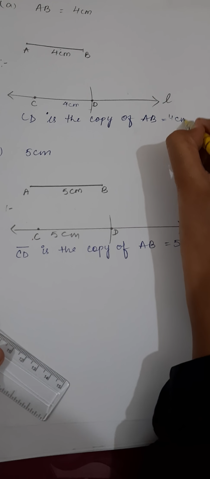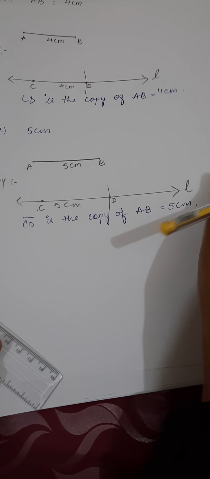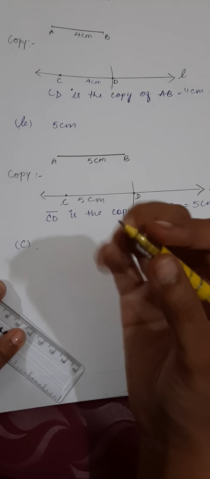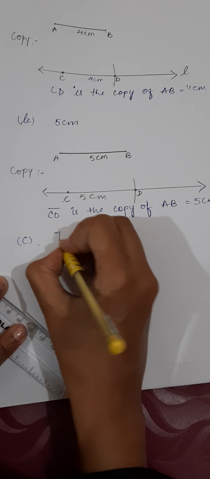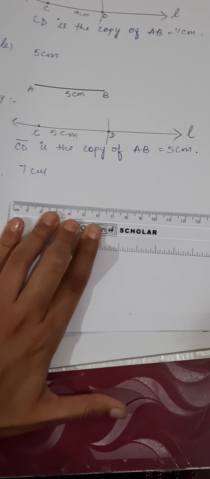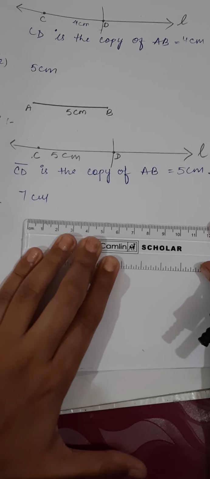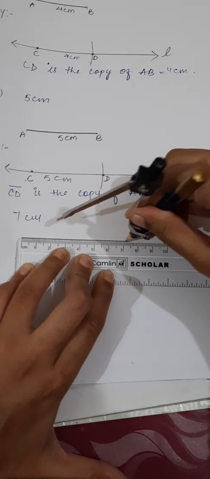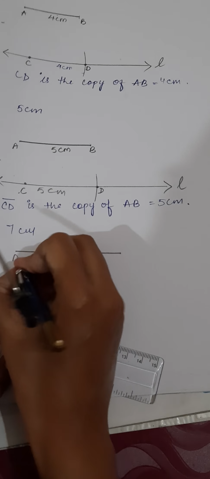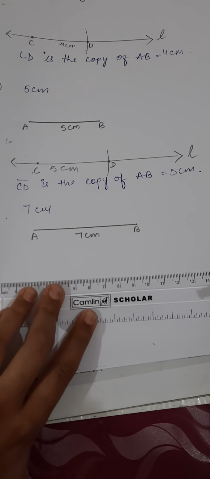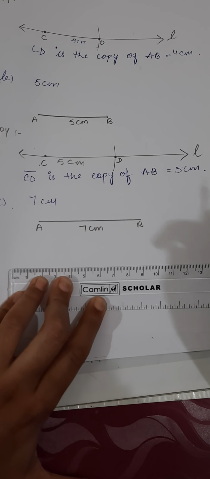And here AB was 4 centimeters. Similarly, for the third one, you can take any, you can take 8, 5, 6, 7, any you can take. I am taking 7 centimeters. Now for this, again draw a line segment of 7 centimeters. Name it AB. From here start till here 7. So this is A and this is B. So this is 7 centimeters. Now to draw the copy, again open it.